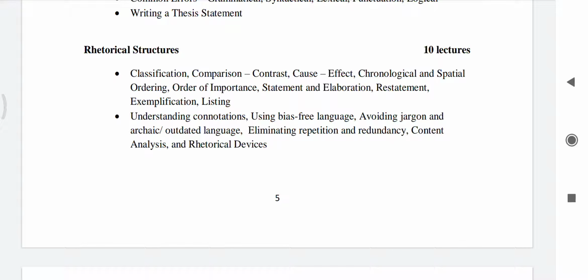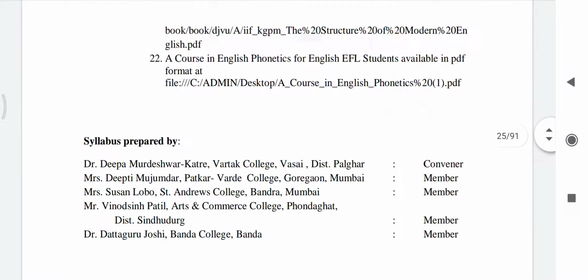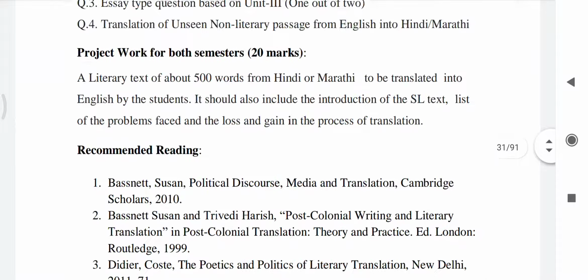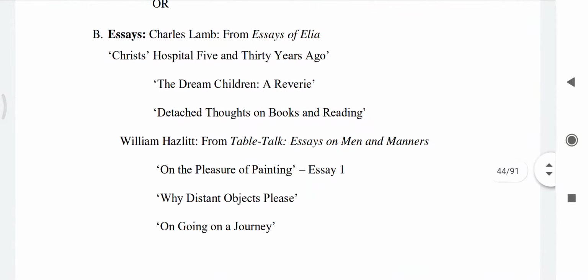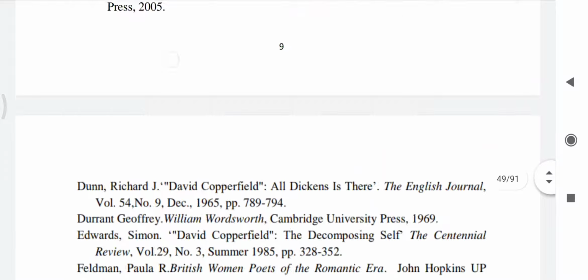Understanding connotations, using bias-free language, avoiding jargon, archaic and outdated language, eliminating repetition and redundancy, content analysis, and rhetorical devices also need to be studied. So in these two papers, we are going to study these types of features. In the 19th century, Kalesar is going to deal with you. But in 20th century literature, we are going to study poetry, as well as the topics that we have to cover here.